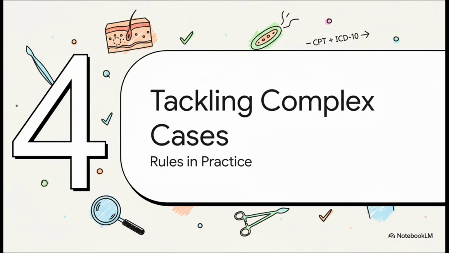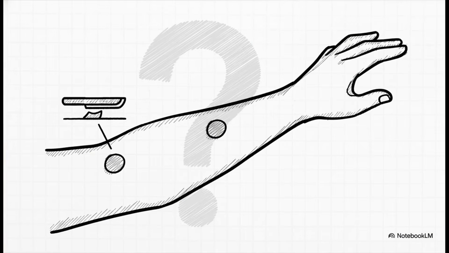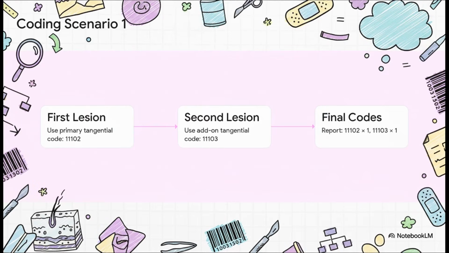All right, enough with the theory. We've got the principles down. Now for the fun part. Let's actually put these rules to the test and walk through a few real-world and sometimes tricky coding scenarios. Okay. Let's start with a nice, easy one to get warmed up. A patient comes in, and the doctor performs 2 tangential biopsies on 2 different spots. So, how do we code this?